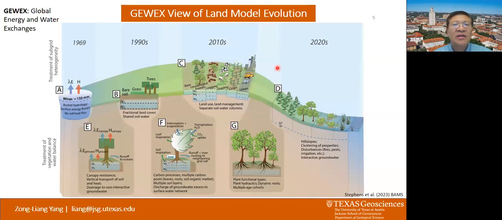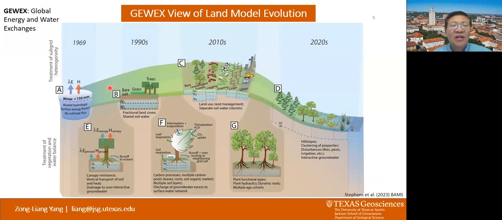In the past several decades, there have been many reviews or overviews about land surface evolution. This is the latest one, published early this year by Stephens and Dirmeyer in the Bulletin of the AMS, summarizing the view from the GEWEX community, the Global Energy and Water Exchanges community. In the GEWEX view, over the past 5 decades, land has evolved from the bucket model, a very simple one-layer bucket hydrological model, to very sophisticated models as we see today.